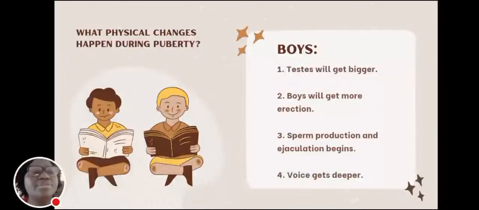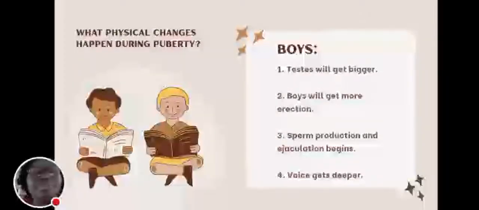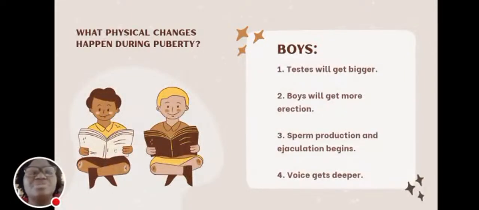A boy will begin to experience a discharge from his penis. You understand? Sperm is coming out from your penis. So that will begin to come out from the boy's penis occasionally. The voice of the boy will get deeper. You know, this baritone, the baritone voice. Then you know that the boys are growing to be big men. So their voice will become deeper.